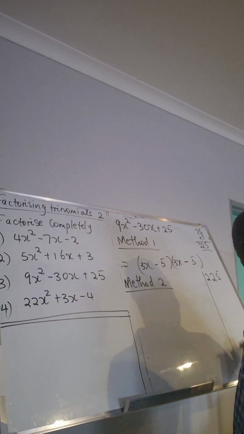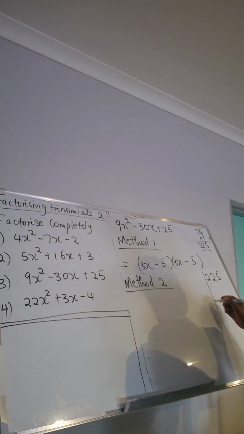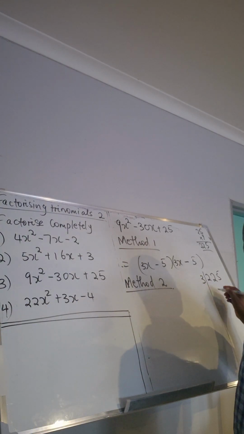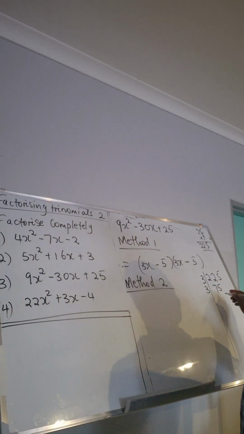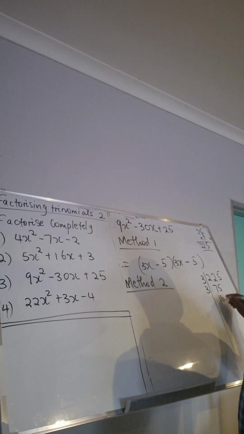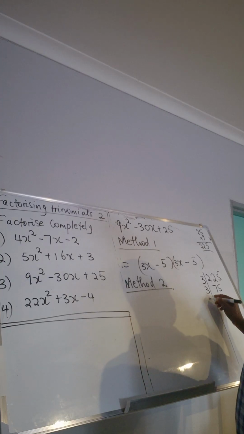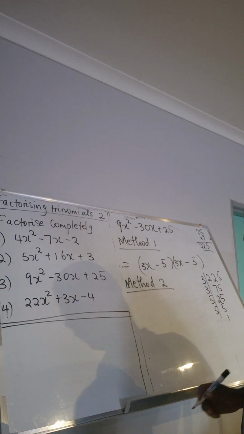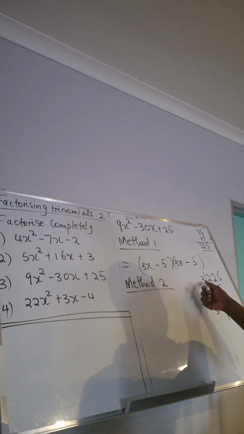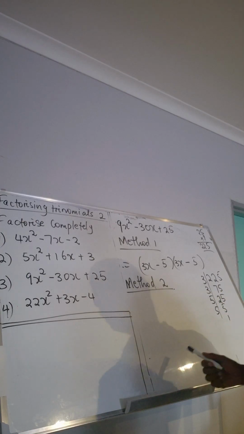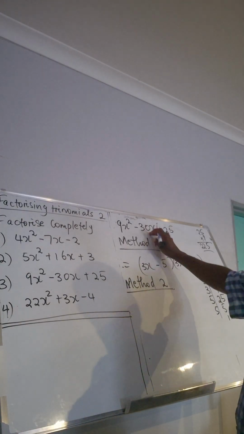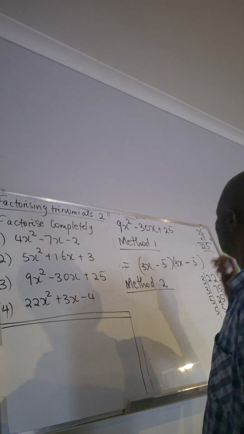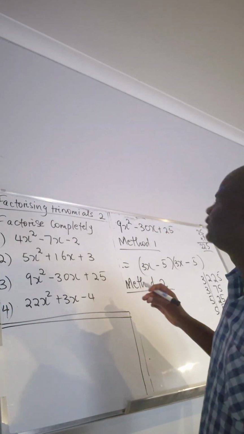If you don't know the factors, go back to your prime factorization. I will start by 3 here. I will get 75. I continue with 3. I will get 25. Then by 5, I get 5. By 5, I get 1. So the factors of 225, if I check here, 3 times 5 is 15, 3 times 5 is 15. So 15 times 15. Then I must break minus 30 into minus 15x minus 15x.